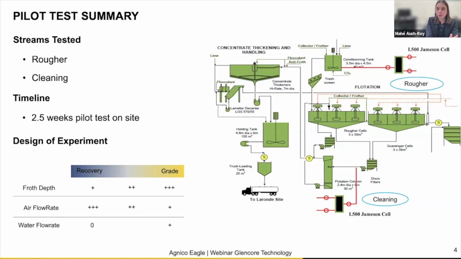We decided to focus mainly on two streams, the rougher feed and the cleaning feed. As you may see on the screen, the circuit is very simple, with the 6 mechanical cells and the column. We tried it just after the conditioning tank for the rougher application, and just before the column flotation for the cleaning application. We tested the first stream in order to compare the Jameson cell performance, single pass, with our existing entire circuit. And the second stream was chosen because we believe that the column may not be the optimal equipment for cleaning duties right now.